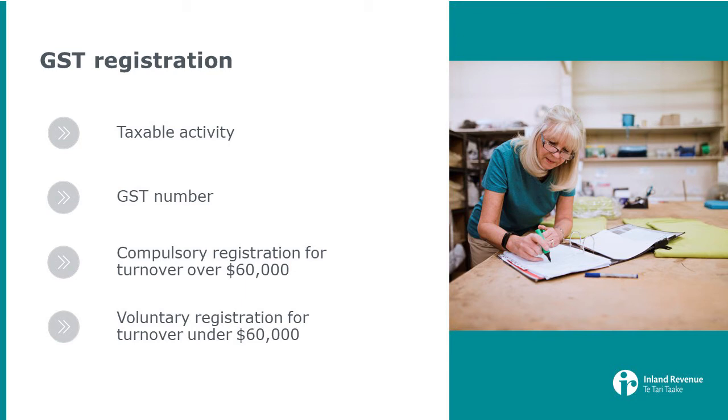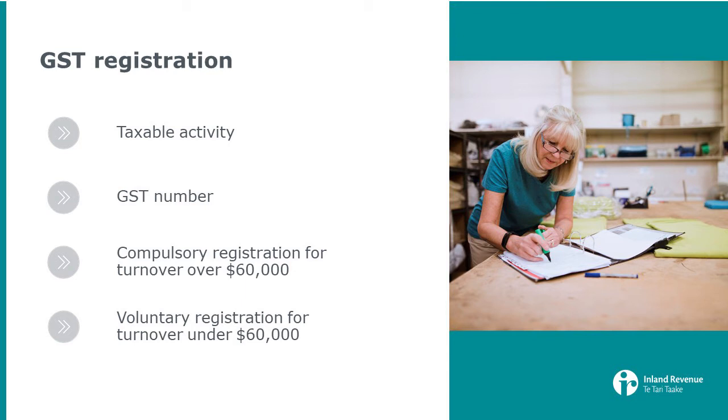Once registered, you'll be given a GST number. In most cases, this will be the same as your IRD number. It's compulsory for businesses to register if they've earned, or expect to earn, more than $60,000 in any 12 months. That's not just for the tax year from April to March, or a calendar year from January to December. It's for any 12-month period. It's up to the business owner to monitor their turnover and register if they meet this threshold.